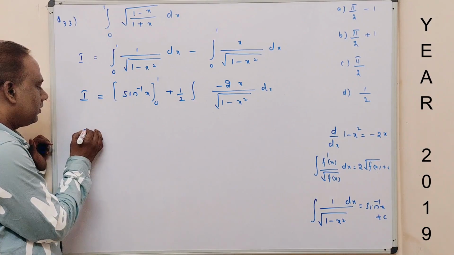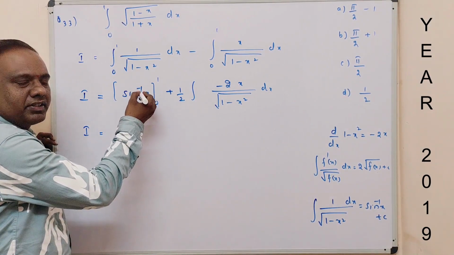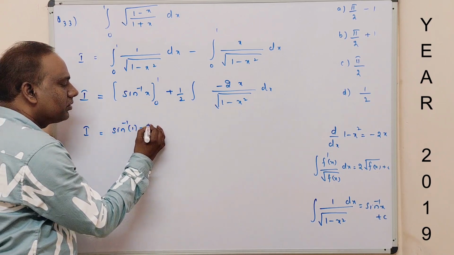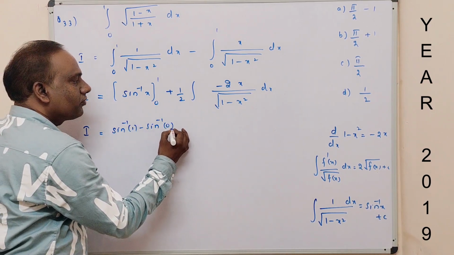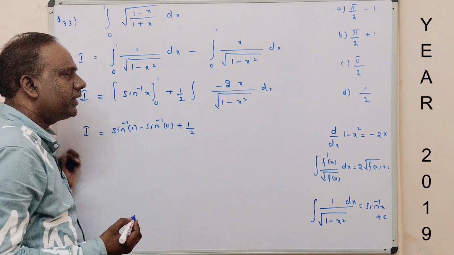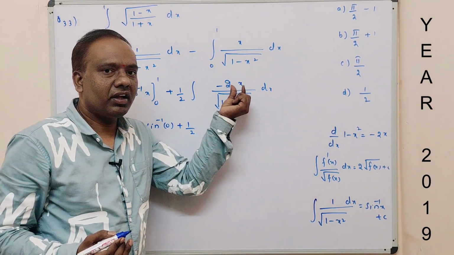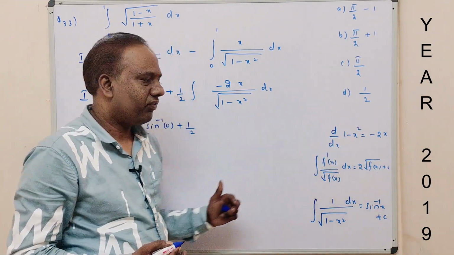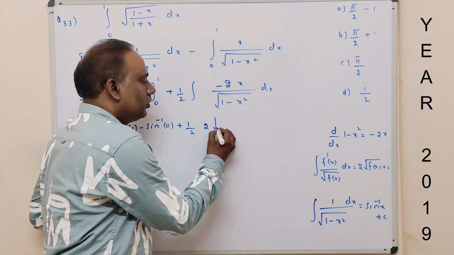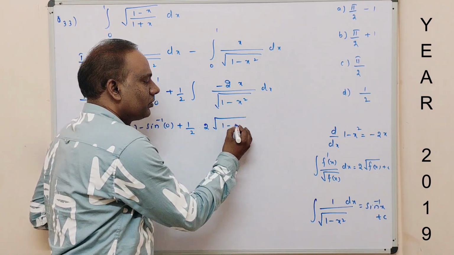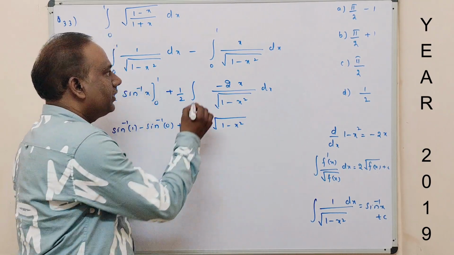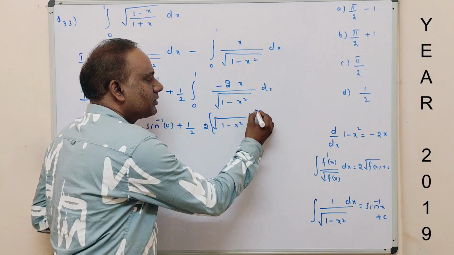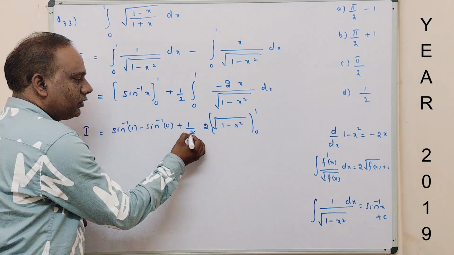So here I apply the limits, upper limit minus lower limit. That means sine inverse of 1 minus sine inverse of 0 plus 1 by 2. This differentiation is the numerator now, and root 2. That means in this case we can write 2 root of f of x, that is, this value 1 minus x square. Here the limits are 0 to 1, so here also we can apply the limits 0 to 1. So here the 2 cancels.